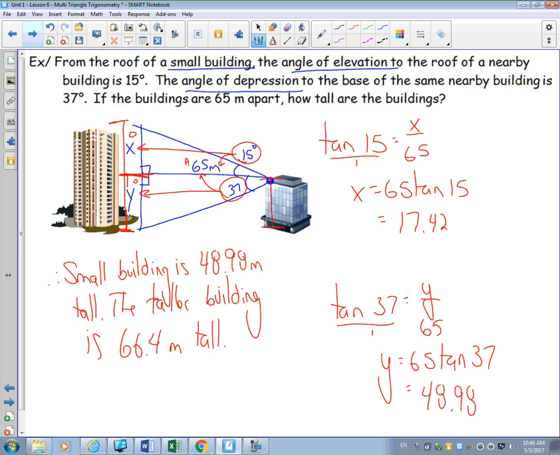It had two separate triangles. In this case, we had to take those values and add them together. They had a shared side, that's 65, so we used it in both problems. And we did the same math in both problems.